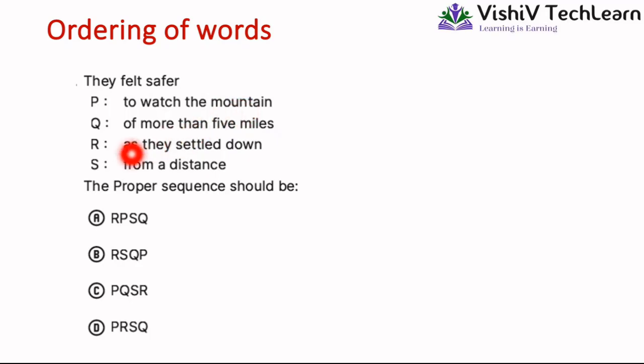So, as they settled down to watch the mountain from a distance, that could be the next, and the last could be Q, from a distance of more than 5 miles. So here the proper sequence should be R, then P, S, Q. That option is option A, RPSQ. Option A is right.